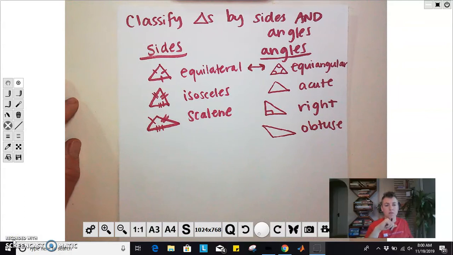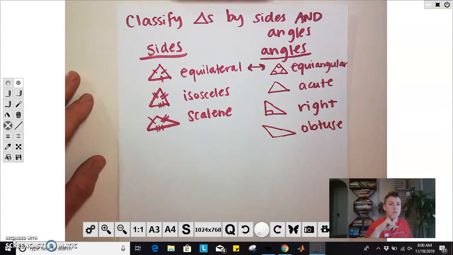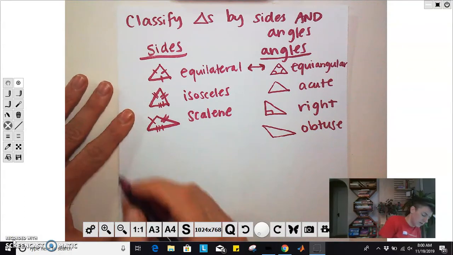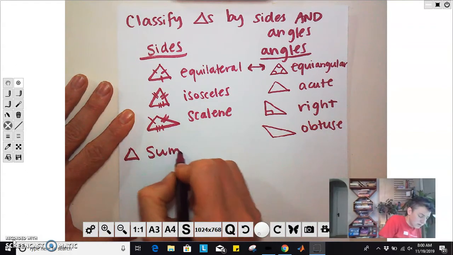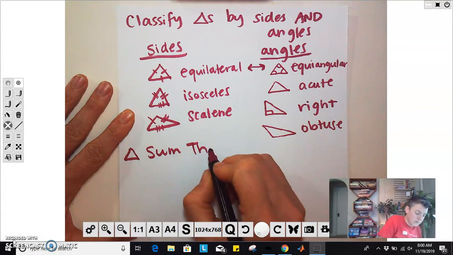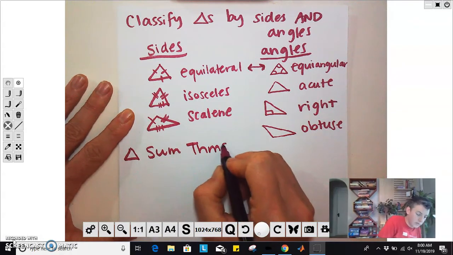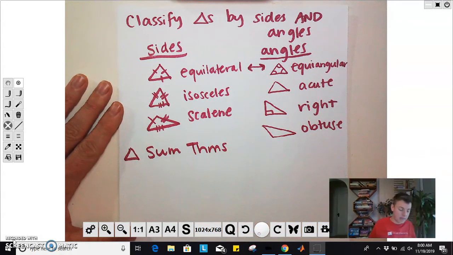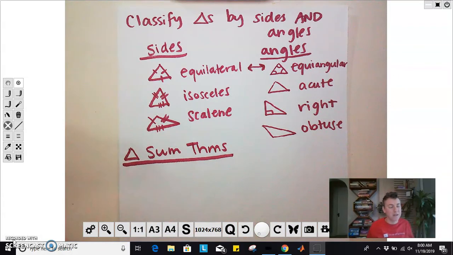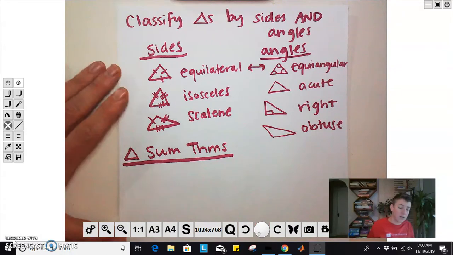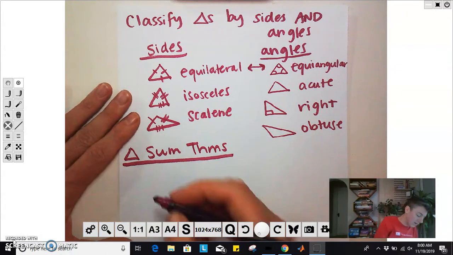Speaking of triangles, we'll also be talking about the triangle sum theorems. I'm going to abbreviate it, THMS theorems. Well, what's sum mean in math? That means the solution to an addition problem. So we're going to be talking about adding things.